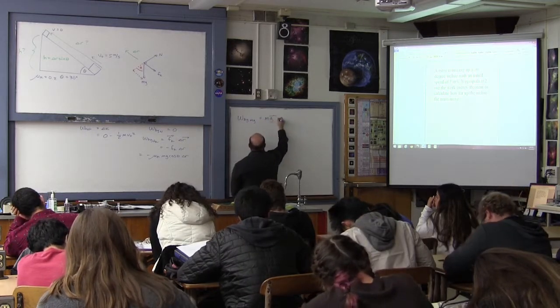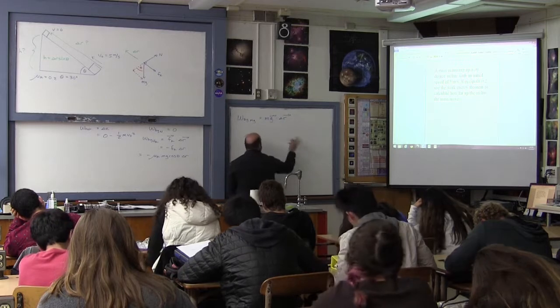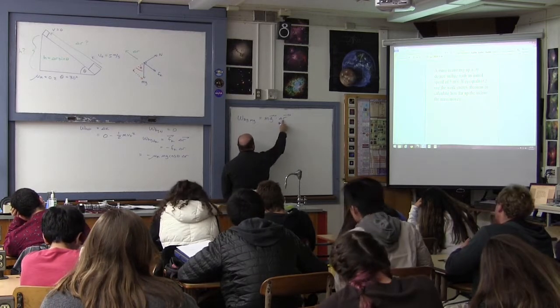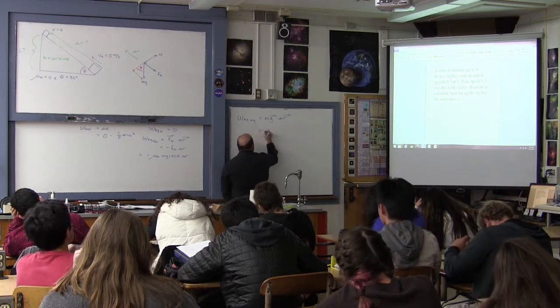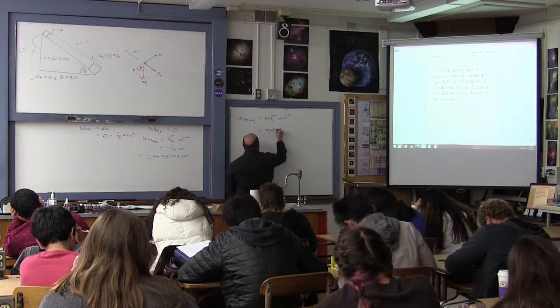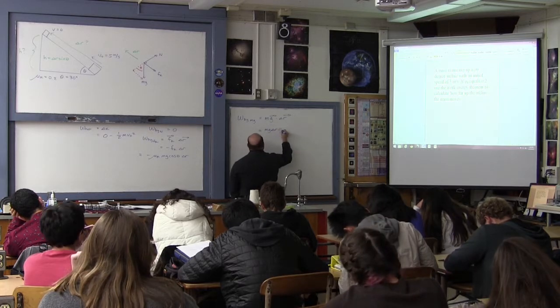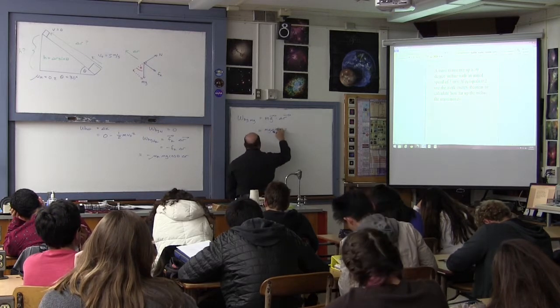So now I set up this dot product. So this is once again the work done by gravity. So I have to take the dot product between gravity and the displacement vector. So we have magnitude of the first vector times magnitude of the second vector, and then multiplied by the cosine of the angle between the two vectors.